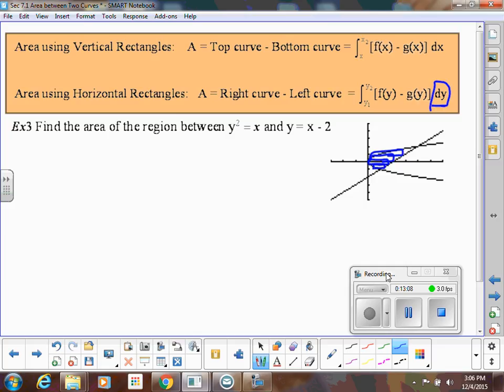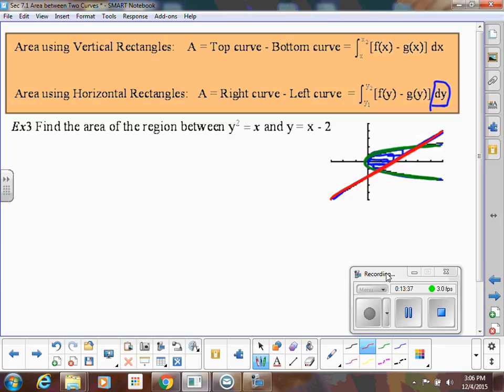And then I don't have a top curve and a bottom curve. I have the curve that's furthest away from the y-axis, that's what we call the right curve, and then I have a curve that is closest to the y-axis, that would be your left curve. So here, let me color code this a little bit. The green is the left curve, and the red is the right curve.